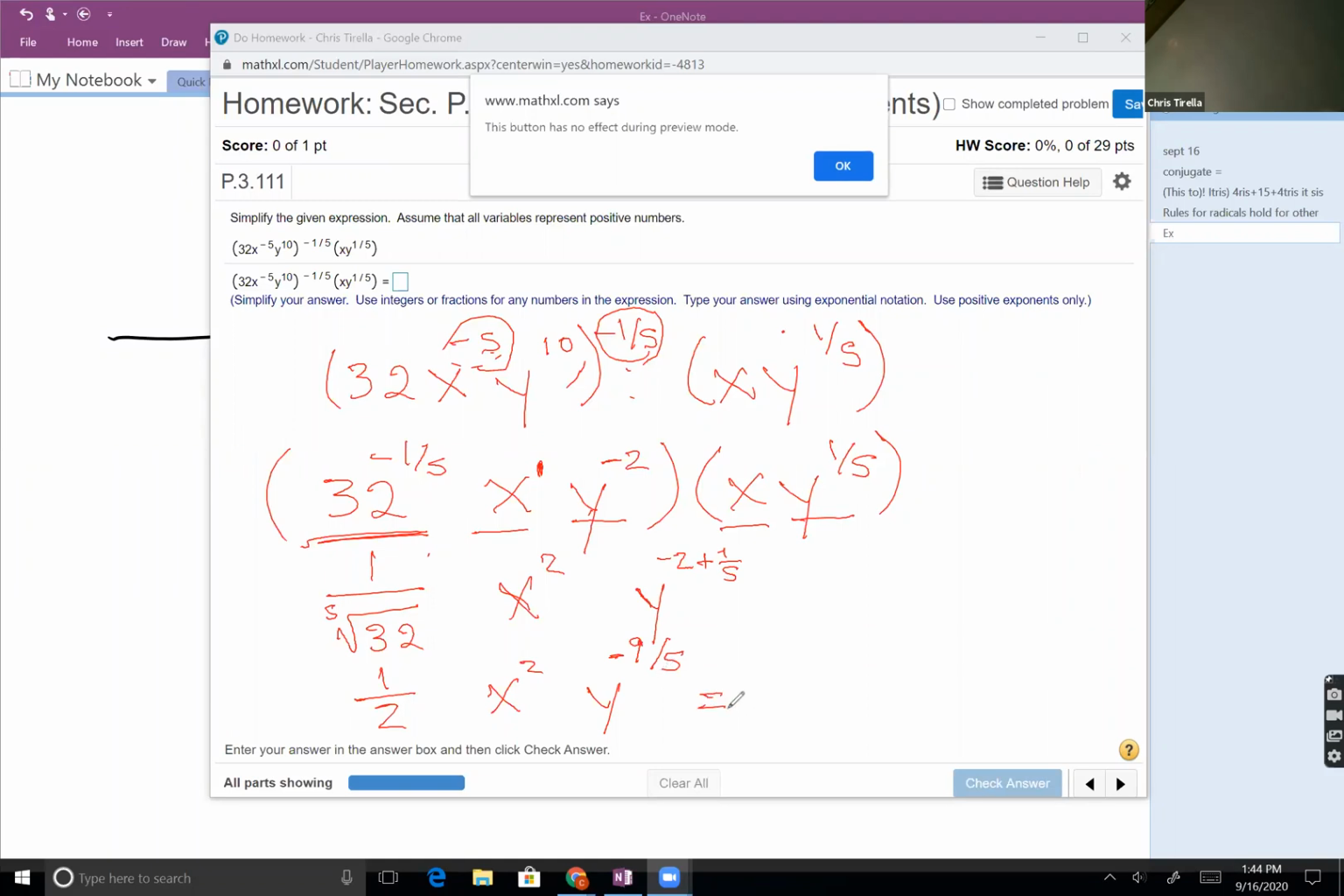Now I'm going to look at that fine print. Simplify your answer. Use integers or fractions for any number in the expression. Type your answer using exponential notation. So over here, they're telling me to leave it as a fraction in the exponent. Use positive exponents only. And we've got a negative exponent here, so I'm making a fraction. The y part with the negative exponent becomes positive when I move it to the denominator, and the x squared stays up top.